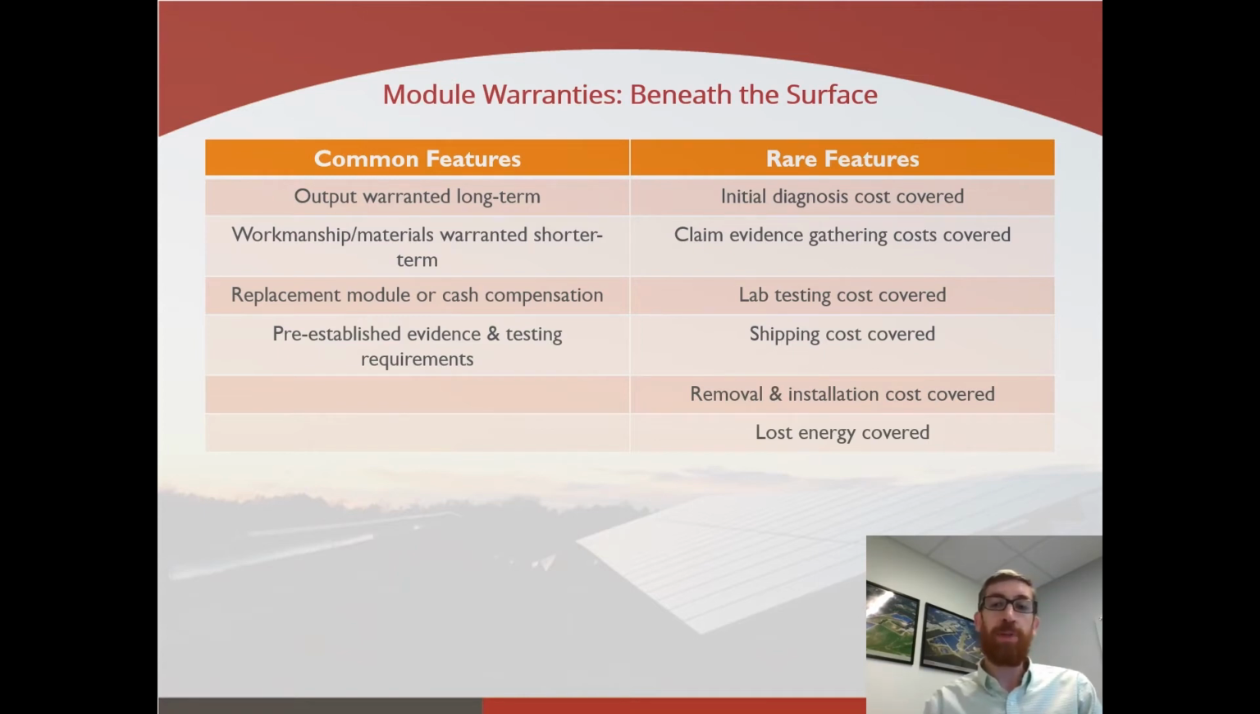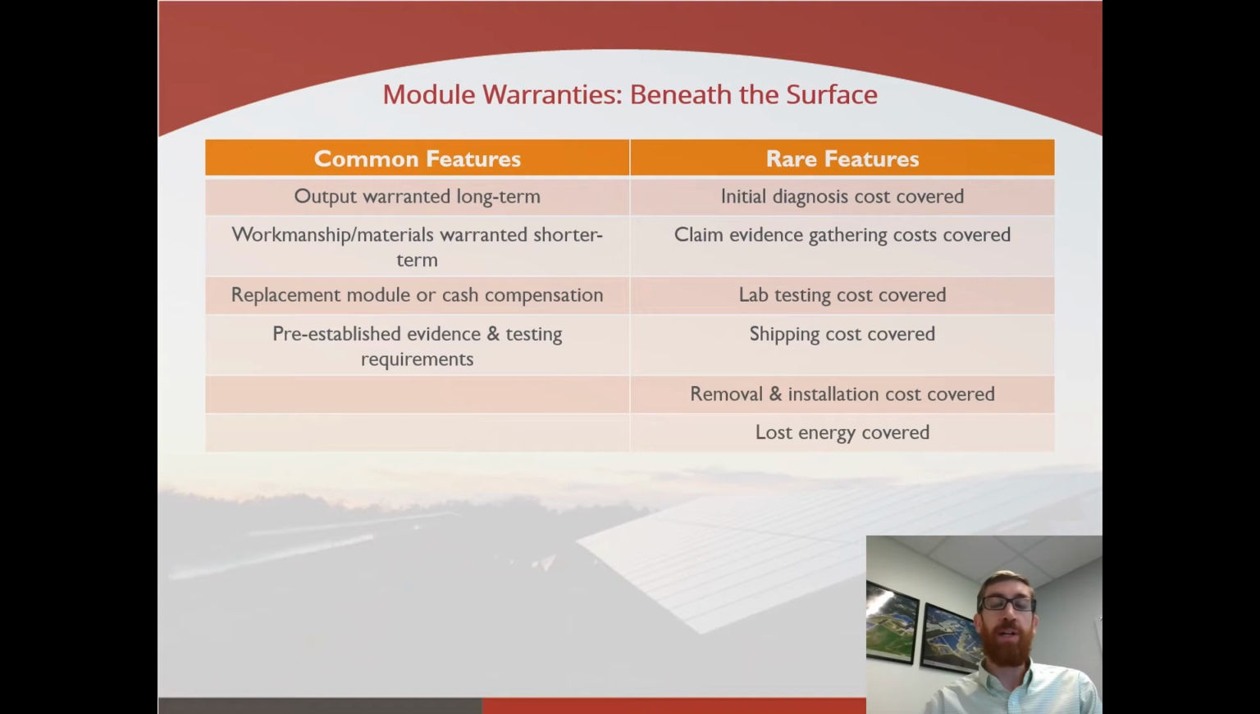And it's typical for the warranty to offer either replacement modules or cash compensation, or a combination of the two, when either of those two warrantable criteria is met. And the warranty will also lay out evidence and testing requirements. And this is really important to understand what criteria need to be met and then really what needs to be provided to prove that an event is warrantable.